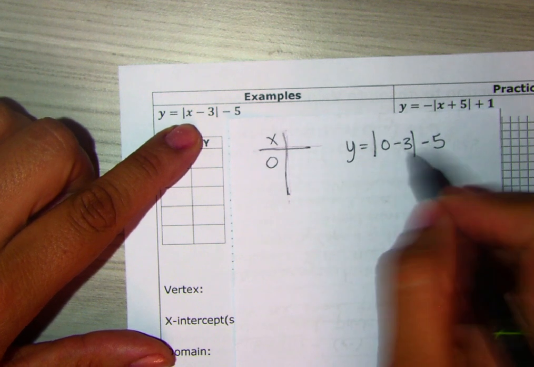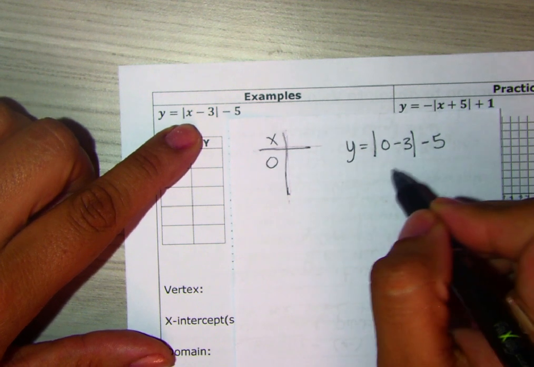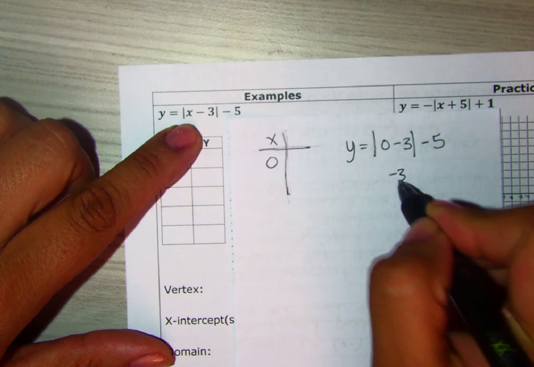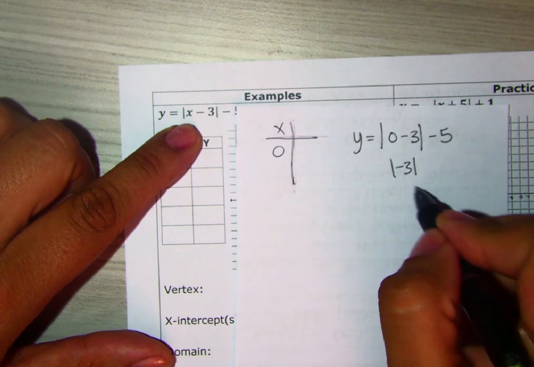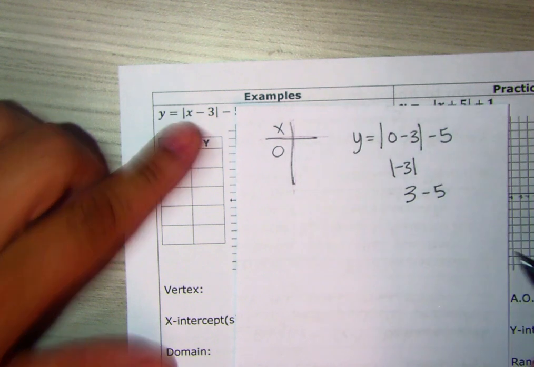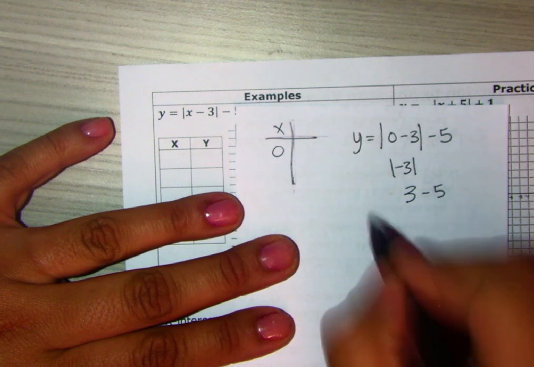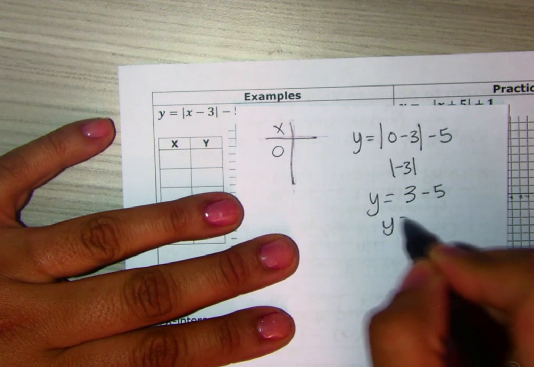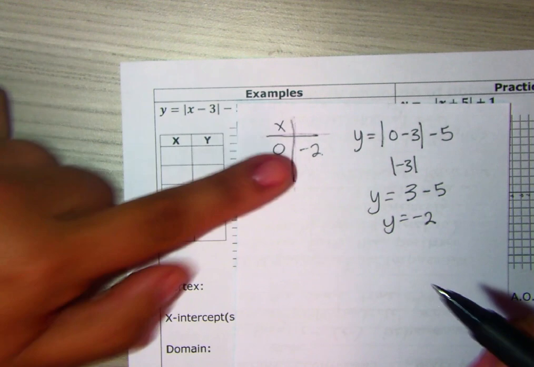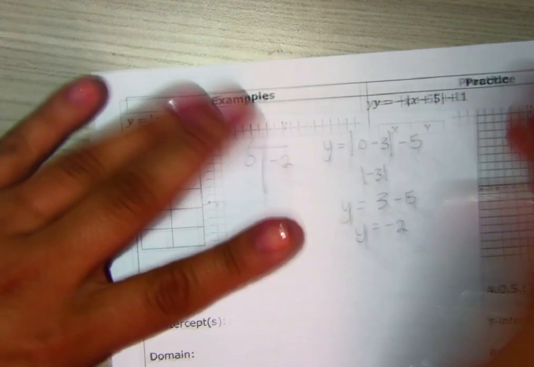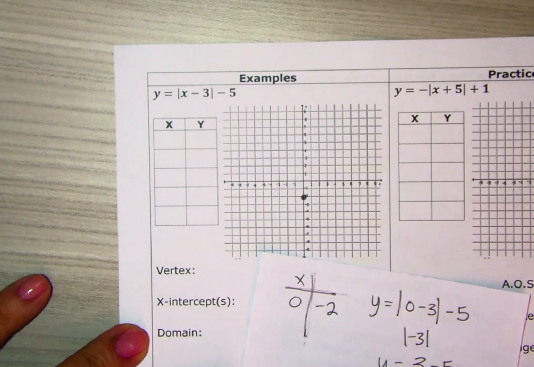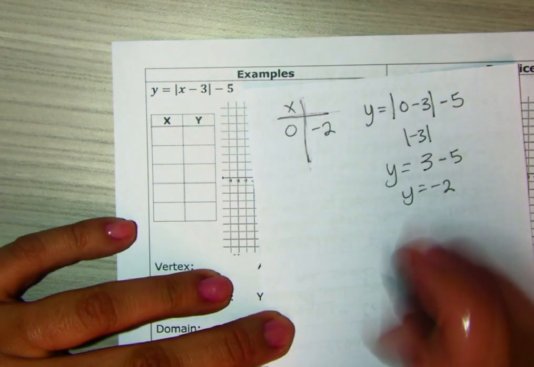So then we clean this up, we simplify. 0 minus 3 is negative 3. The absolute value of negative 3 is just 3. So then now we have minus 5 after that. So 3 minus 5 is negative 2. So at x is 0, we have negative 2. So I'm going to plot that point. Okay, and we can keep doing this by hand, one point at a time.